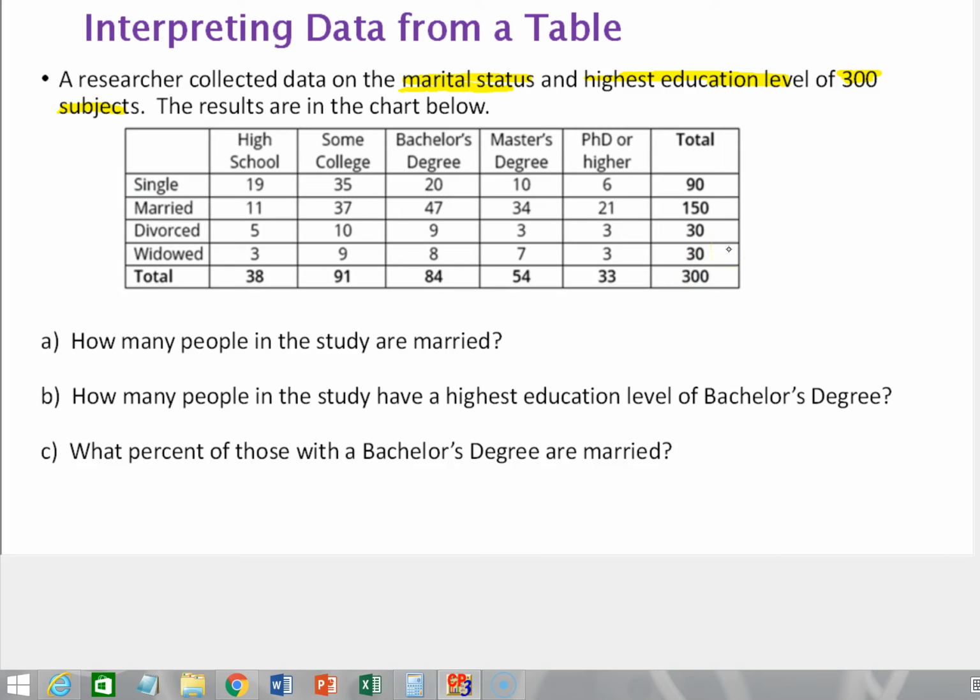So let's look at the first question. It asks how many people in the study are married. So marital status is on the left-hand side, so it's the second row. And these are all the categories based on education, but we weren't asked about those. We just want the total number of people in the study who are married, which is 150 people.